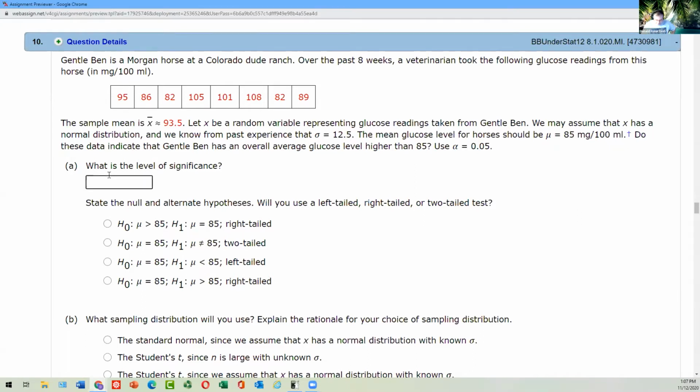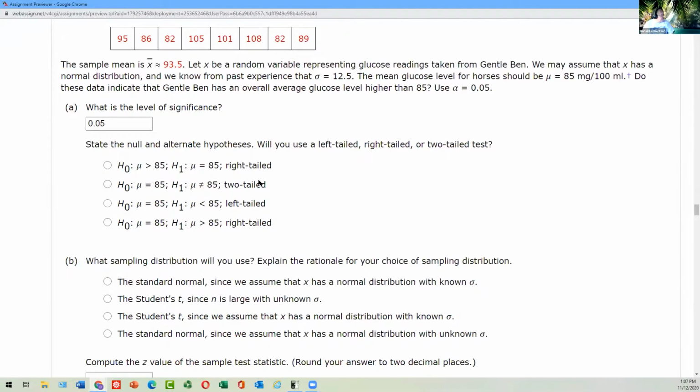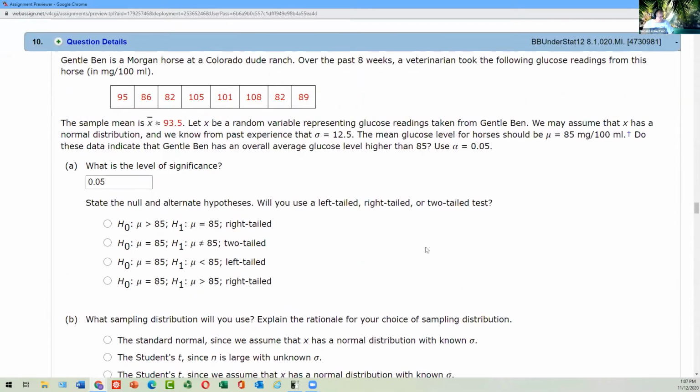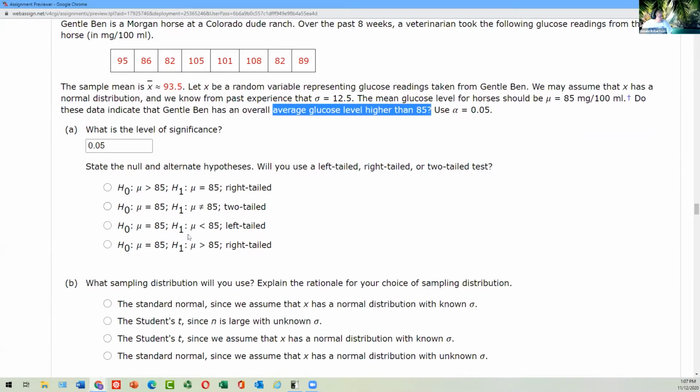Well, alpha is a significance level, so that answer is just a matter of typing it in. Agreed? Wasn't much to do there. Now, state the null and alternate hypothesis. If you remember what we did last time, you go to what you're looking for evidence of. And we're looking for evidence, is the glucose level higher than 85? So they call it H1, I prefer HA. And the one that has higher than 85 is the 4th dot.